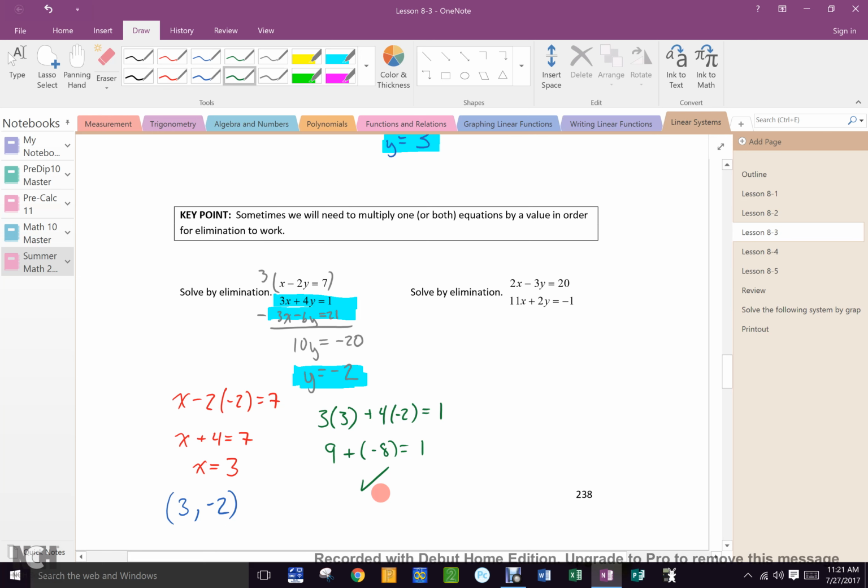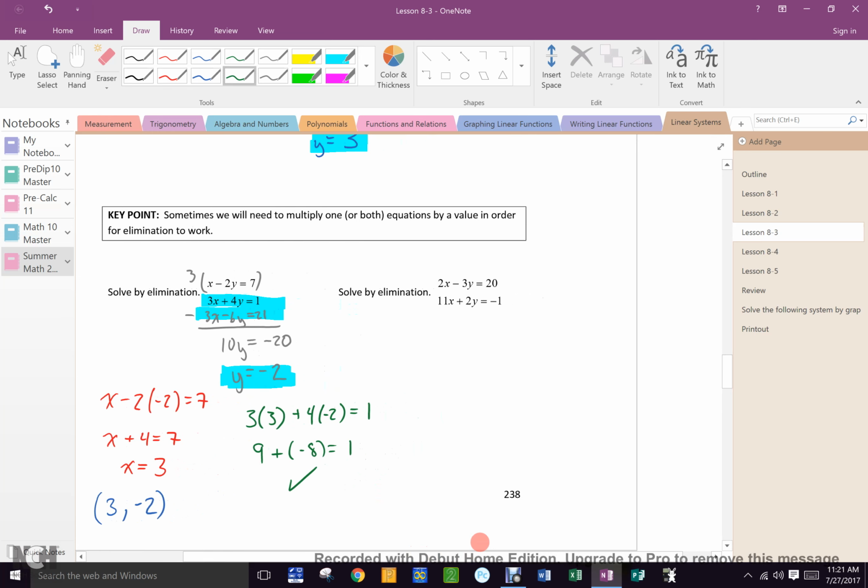Now, let's look at the next one. Do I have anything that works? No. So I've got to change things around, yes? I've got to get the same coefficient in front of either x or y, yes? What plays better together, 2 and 11 or 3 and 2? Why is 3 and 2 a good group to play together? Because they're closer together and they will both have a lowest common multiple.